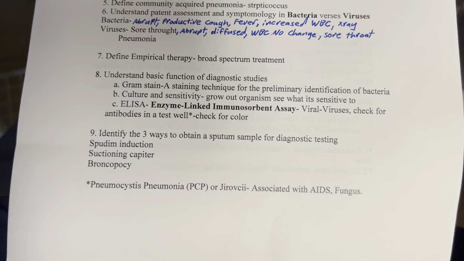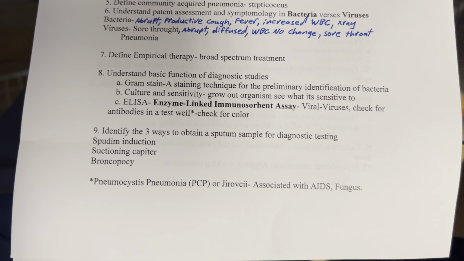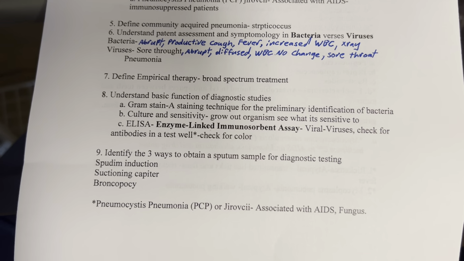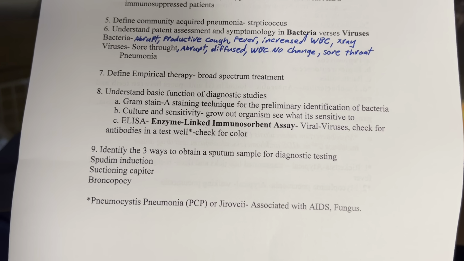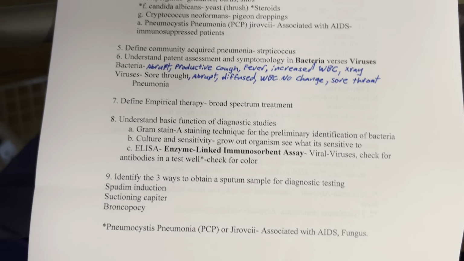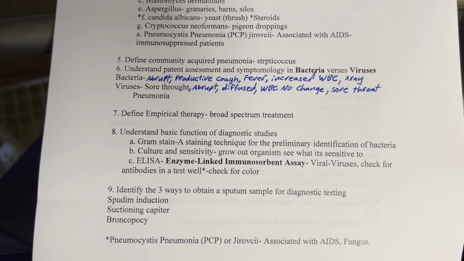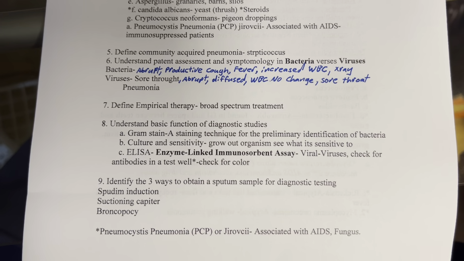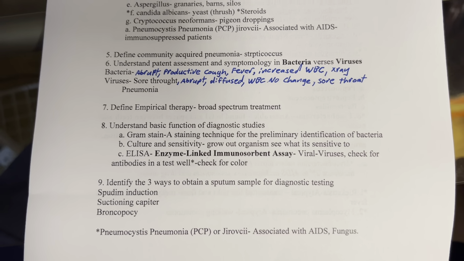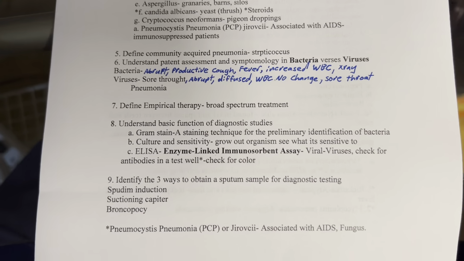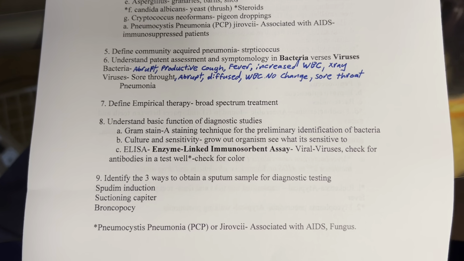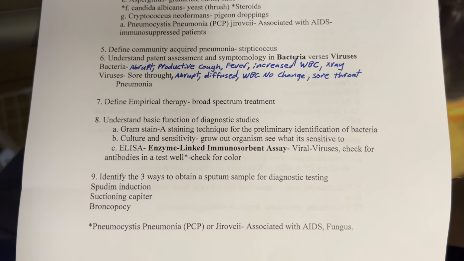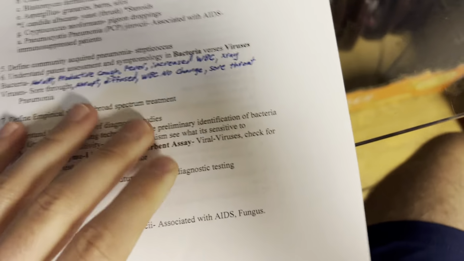Pneumocystis pneumonia, or jirovecii, is associated with AIDS, and it is a fungus. Candida albicans is a yeast infection. It is a fungus, and it is associated with taking steroids.